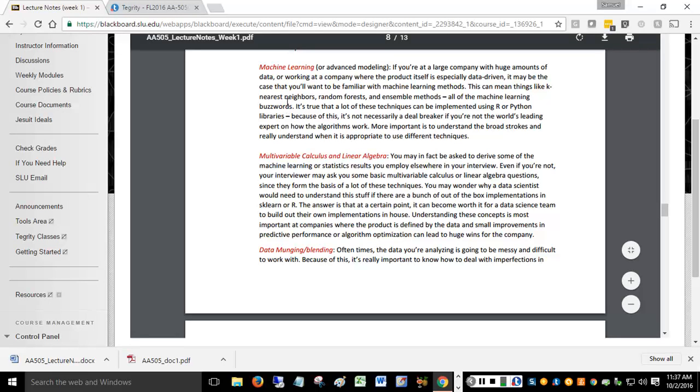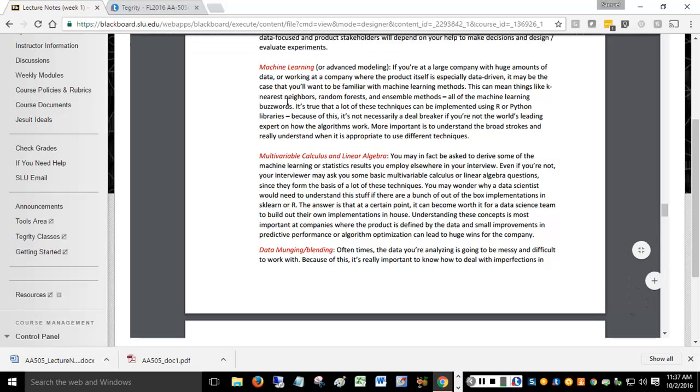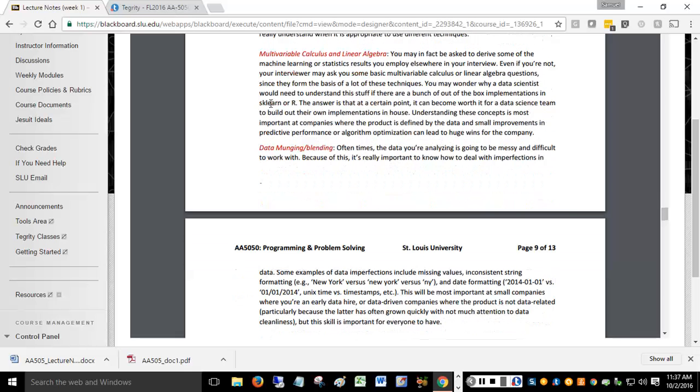It's true that there's a lot of techniques that can be implemented using R, which is free, or Python, but it's not necessarily a deal breaker, but you need to know how to use some of these tools. Most importantly is to understand, at a very high level, what really is appropriate in tools to use. It does help to have a really good understanding of multivariate calculus and linear algebra.